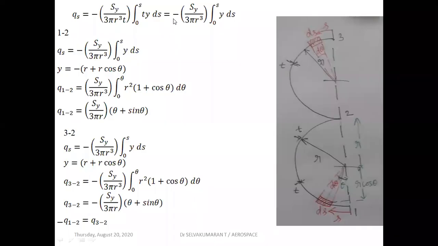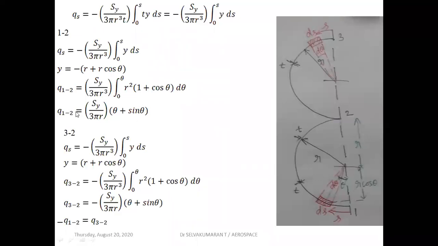We have the shear flow formula for this section, and the y distance is r plus r cos theta below the x-axis. So minus of r plus r cos theta is the y distance. Substitute this in the expression. Minus into minus cancels to plus, giving r square into 1 plus cos theta d theta. Keep theta as it is, don't apply the limits. Integrate from 0 to theta of r square into 1 plus cos theta d theta, and you will get theta plus sine theta.